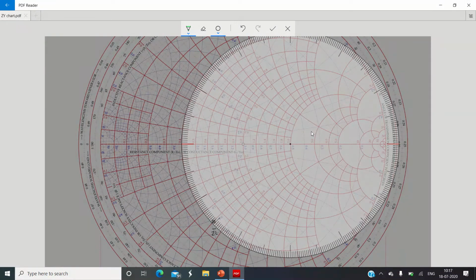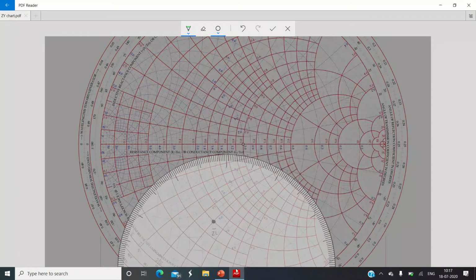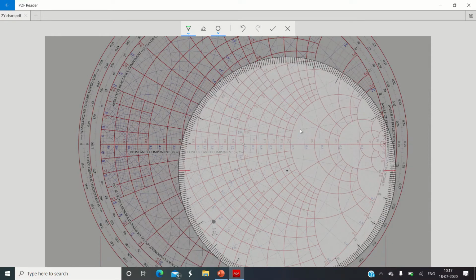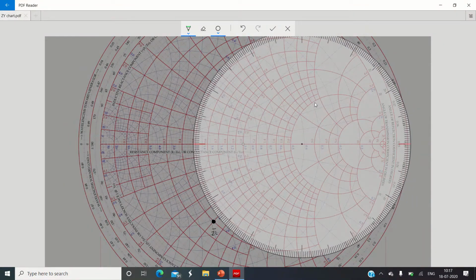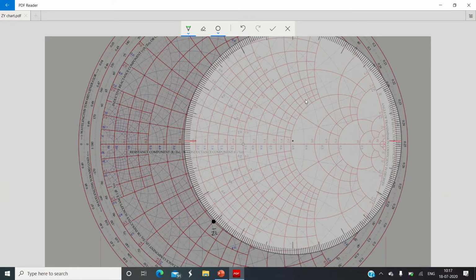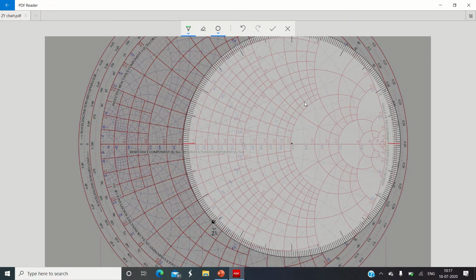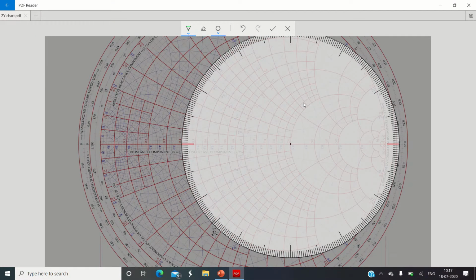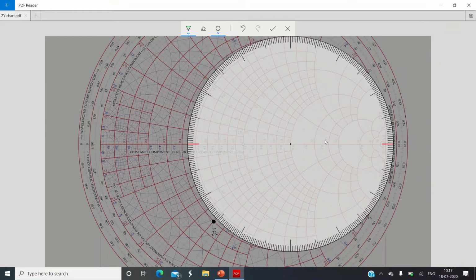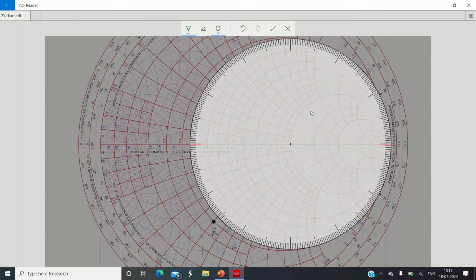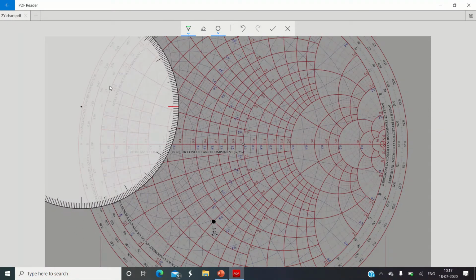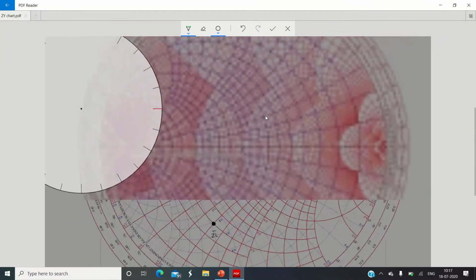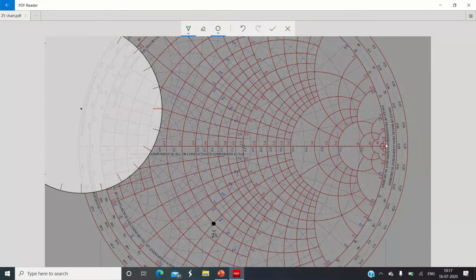You put the metal part of the compass on the real axis. The real axis is the horizontal axis, somewhere on the real axis. Now, this ZL bar point: I want to draw a constant resistance circle which is passing through ZL bar. So what I know is I know two points on the circle. The circle is passing through ZL bar as well as this particular point.